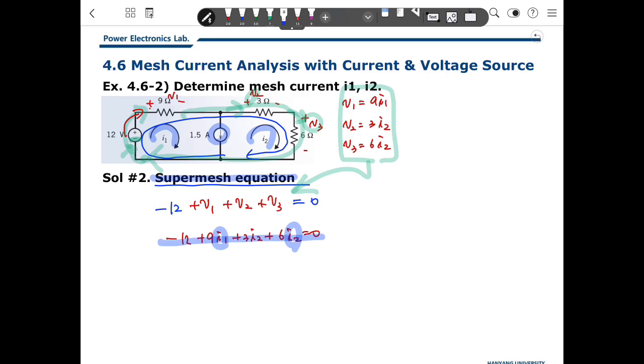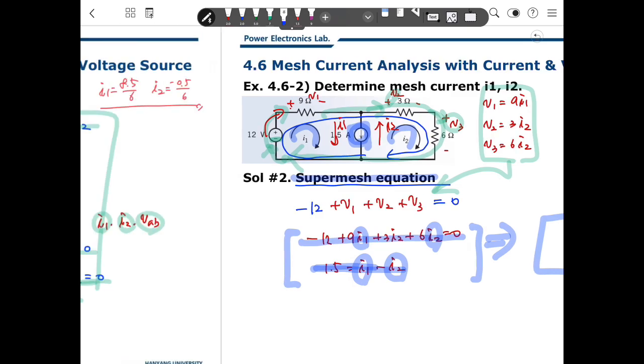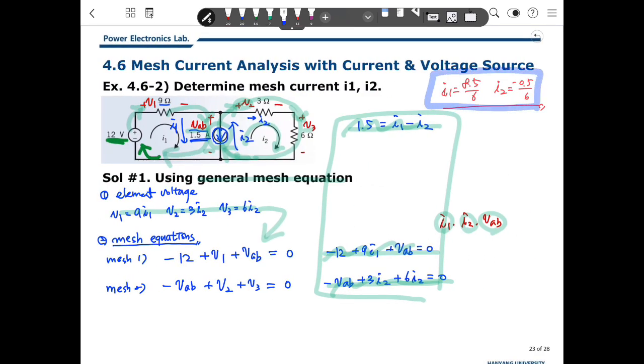We need one more equation. How to get it? The same way, because there is one current source here, so 1.5 will be I1 minus I2. We have another equation. So using two equations and two unknown variables, I1 and I2, we can do a simple calculation and get the same result as the previous one.